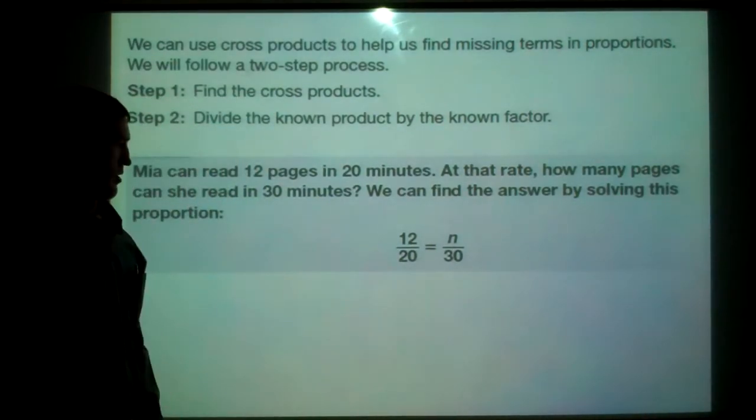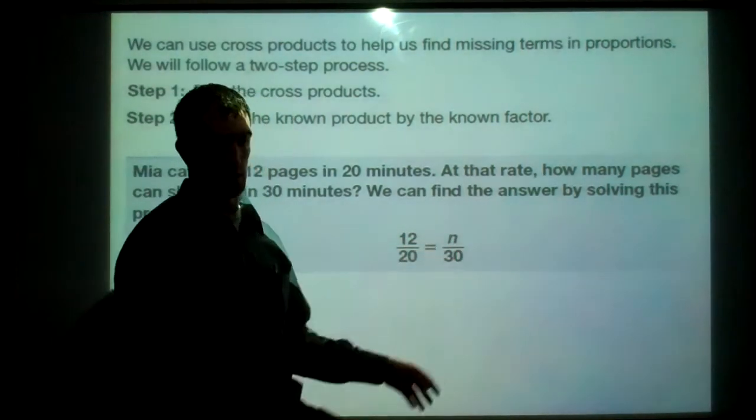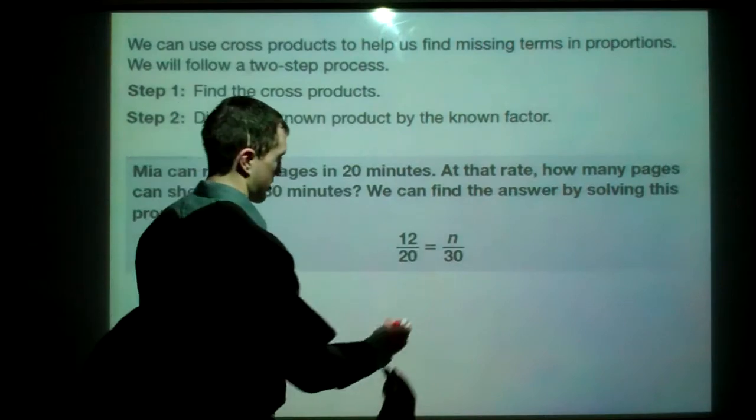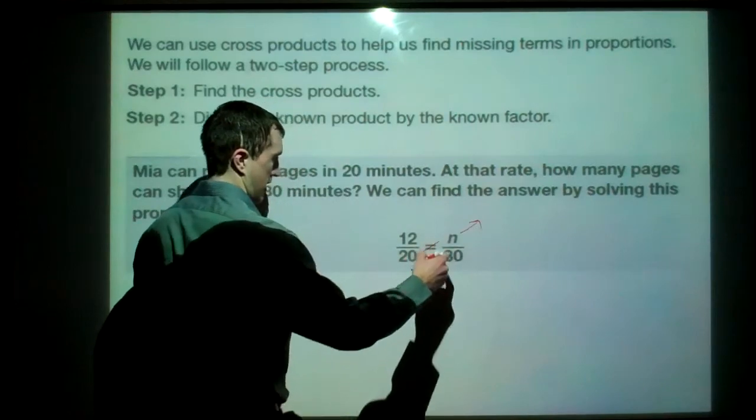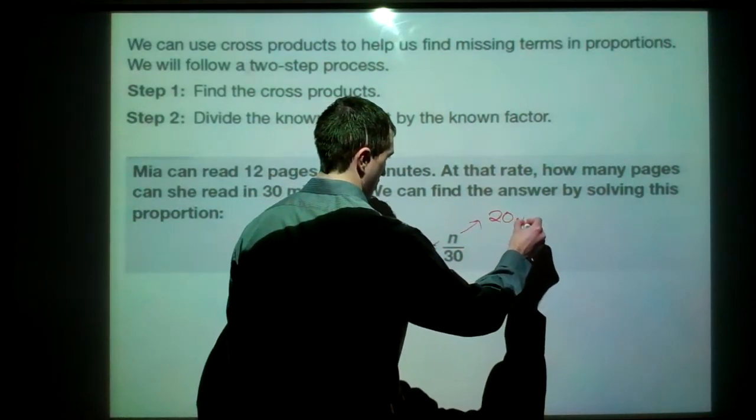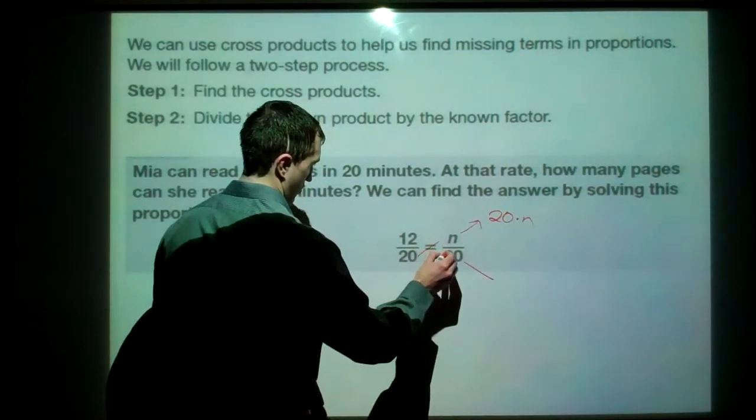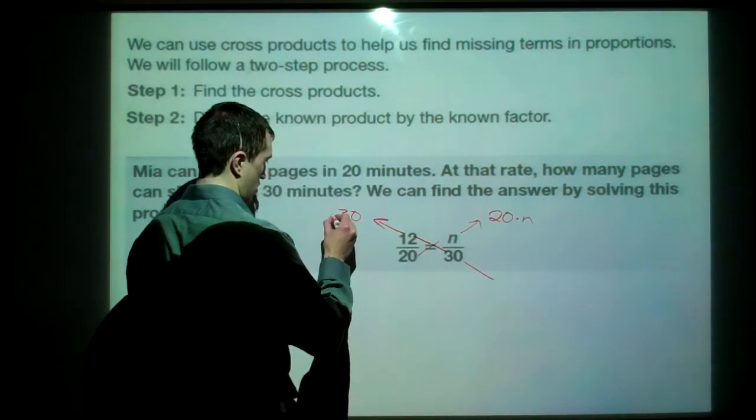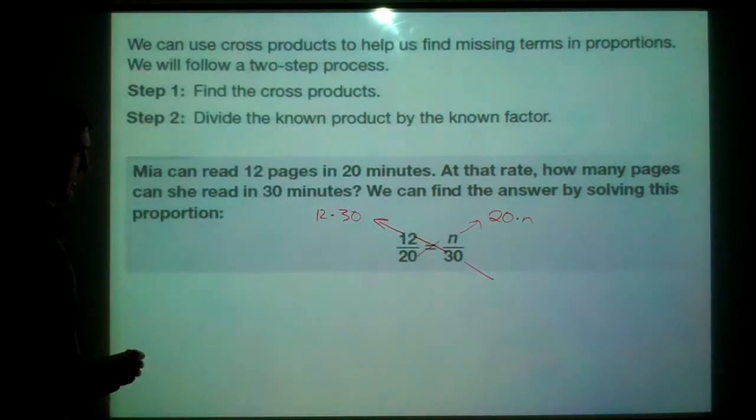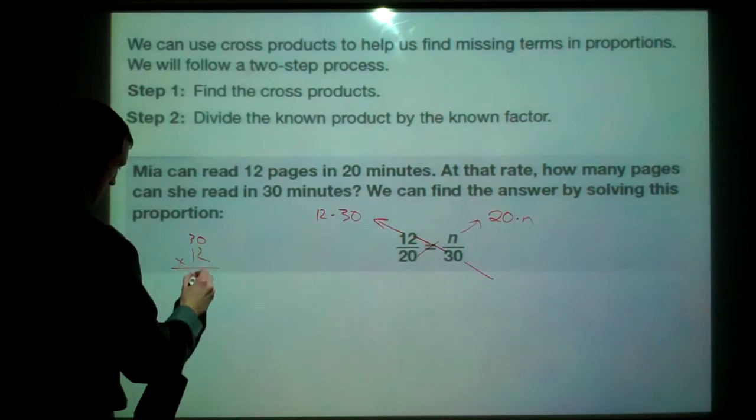Now remember, this is a proportion because we have two fractions or two ratios equal to each other. So we're going to take those cross products. Here is 20 times n. And this one is, we go this way, 30 times 12. So we got to figure out what that is. 12 times 30, 360.